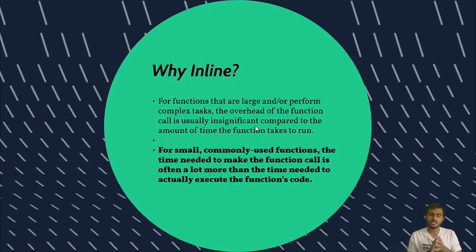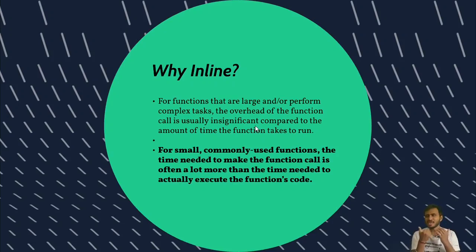So you can see what I have written: for functions that are large and perform complex tasks, the overhead of a function call is usually insignificant compared to the amount of time the function takes to run. But for small functions, like commonly used functions such as the add function, the time needed to make the function call is often a lot more than the time required to execute the function. This is something which happens. If we have a very small function, then the time required to call the function is more than the time required to execute it, and this is an issue.